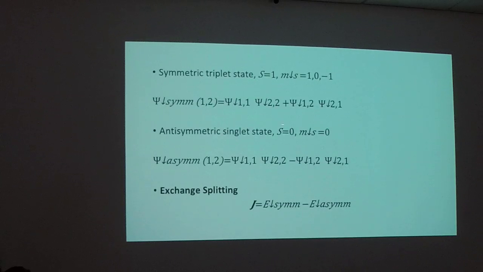The difference between them: I can calculate the energy for the asymmetric cases and the energies for the symmetric cases, and the exchange interaction comes only when you have this difference, right? So if the energies for the two cases are the same, then you don't have any spontaneous ordering. For that to happen, you have to have this J difference, right?